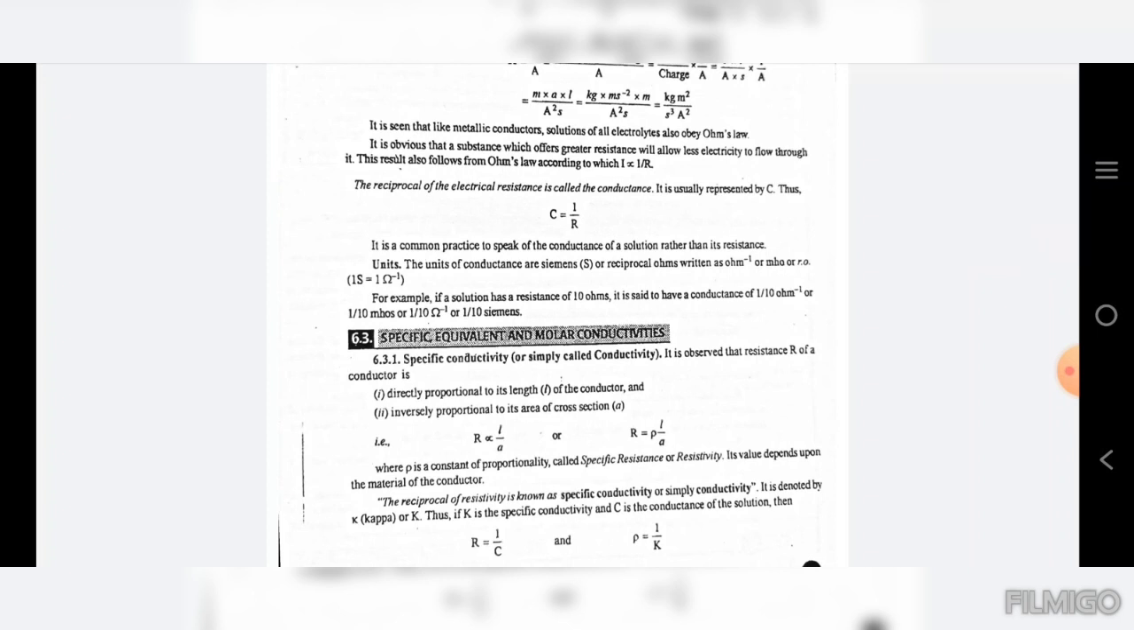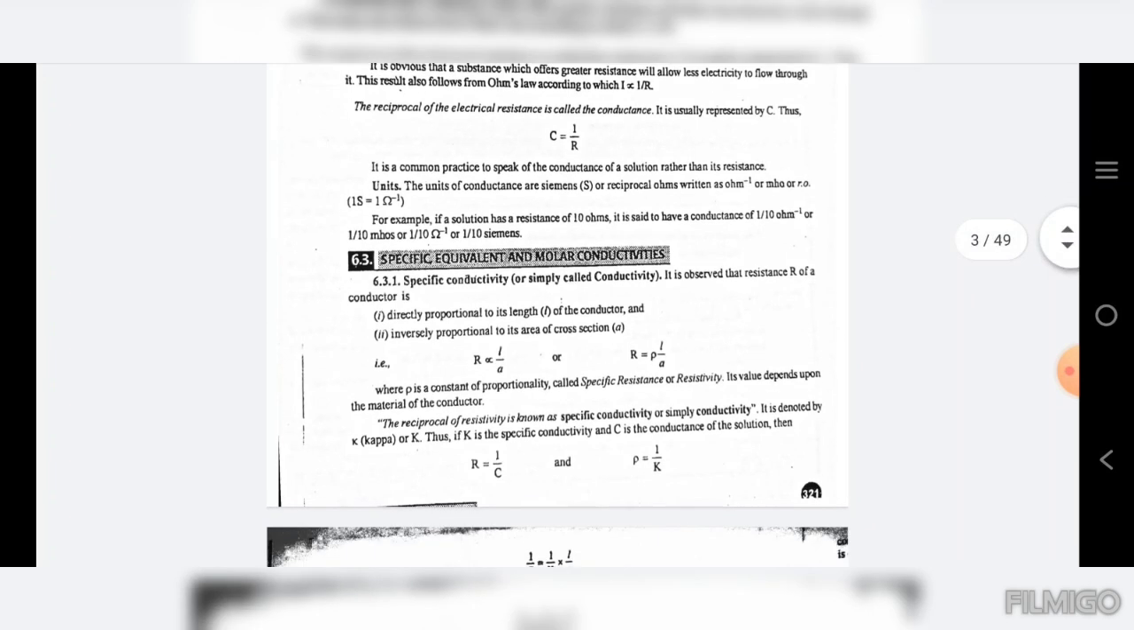It is obvious that a substance which offers greater resistance will allow less electricity to flow through it. This result also follows from Ohm's law, according to which I is directly proportional to 1/R. The reciprocal of the electrical resistance is called the conductance. It is usually represented by C. Thus, C is equal to 1 divided by resistance.